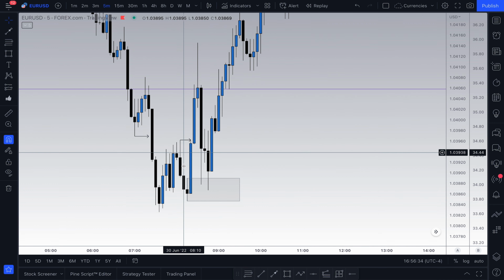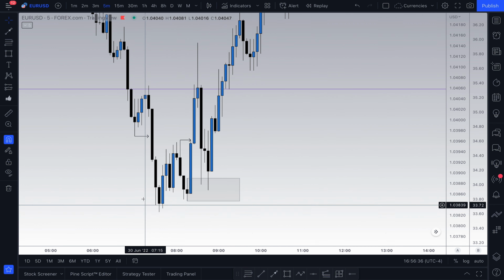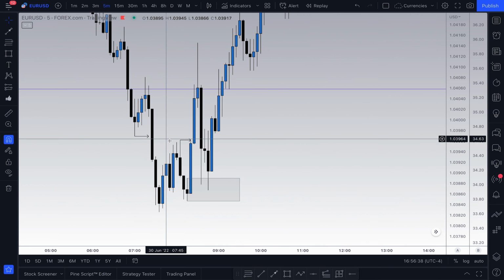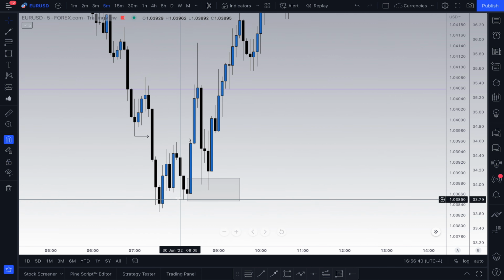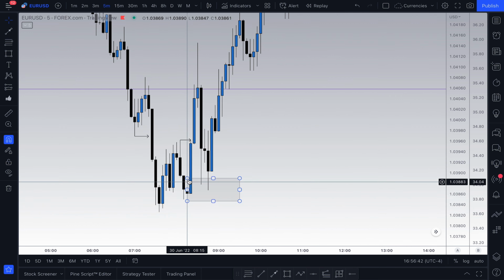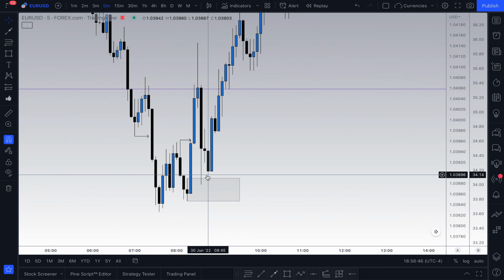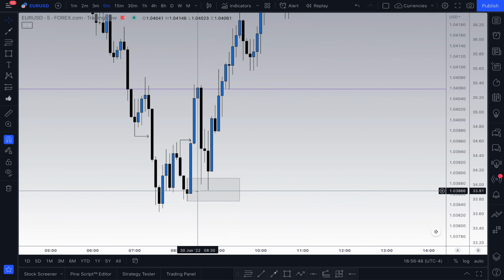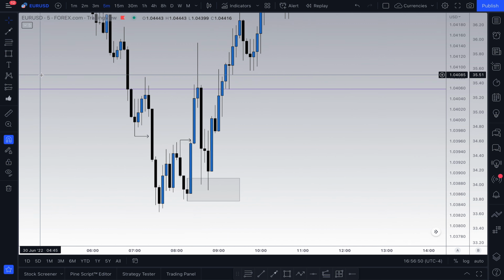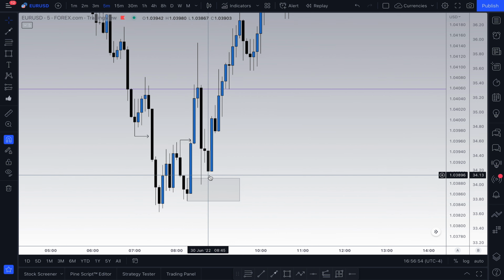We get that break of structure right here. We get that purge. This whole little area here is just a purge of liquidity, of sell side liquidity. We get that break of structure, and then we return to this demand zone, a bullish order block, and now, and this is at 8:45 a.m., you would take this trade.